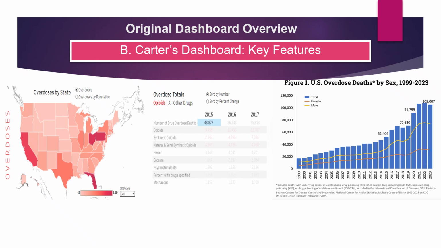The original dashboard includes three main visuals. The heat map highlights states like West Virginia and Ohio with the highest death rates. The line graph shows the dramatic rise of fentanyl after 2015. The bar charts reveal disparities. For example, rural white men aged 25 to 44 are the hardest hit. Filters let users dig deeper into the data.